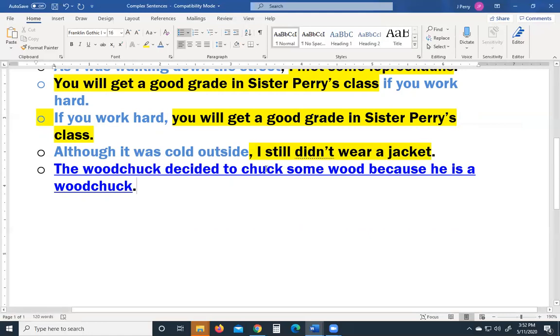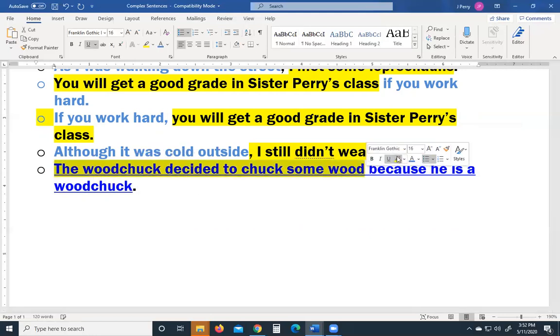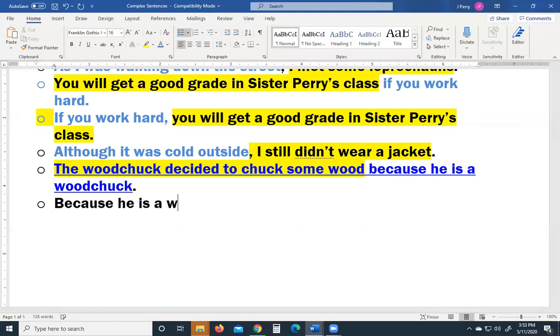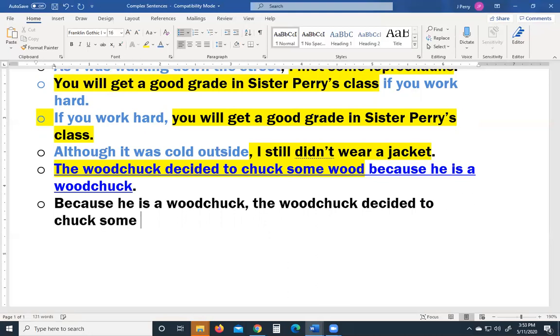The woodchuck decided to chuck some wood because he is a woodchuck. Okay, so the woodchuck decided to chuck some wood, independent. And then because he's a woodchuck, dependent. Now you could reverse this and say, because he is a woodchuck, the woodchuck decided to chuck some wood.